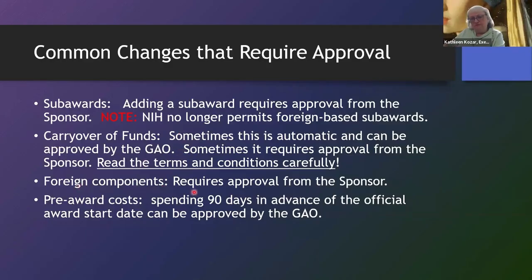Foreign components require approval from the sponsor. Of course, this is something that is also changing for NIH in particular, and I suspect it's going to be applicable to other U.S. federal agencies. Pre-award costs is not really post-award, but you can do pre-award costs 90 days in advance of the official award start date. And that, of course, has to be approved by the grantee authorized official.